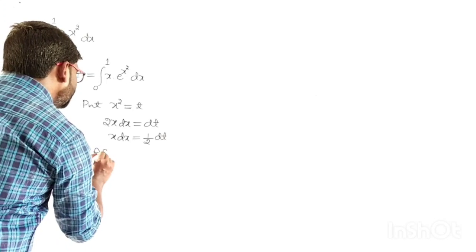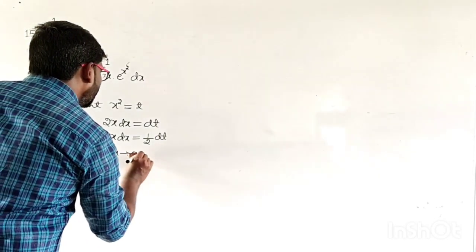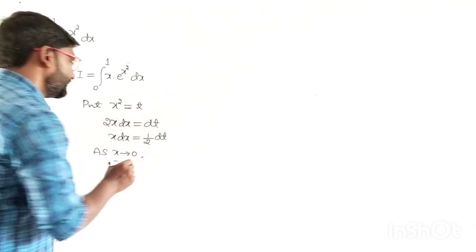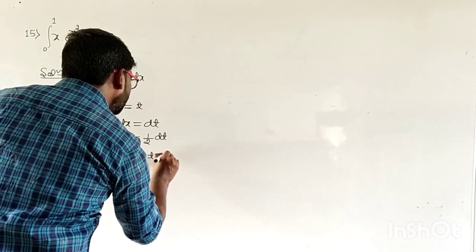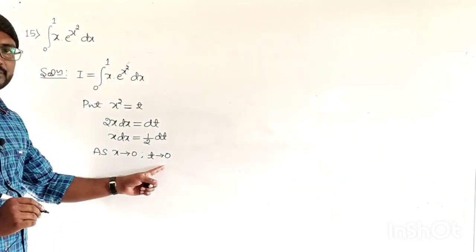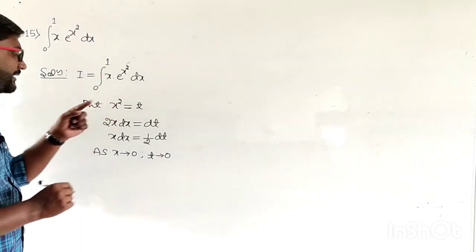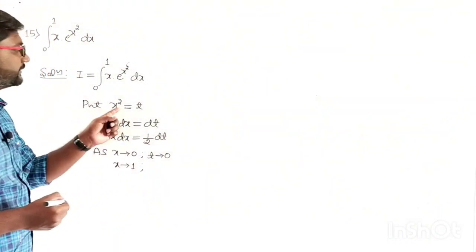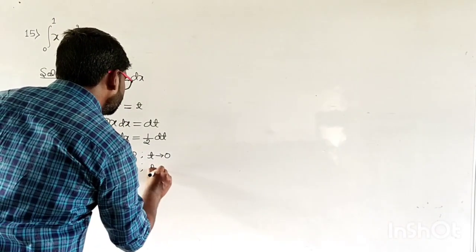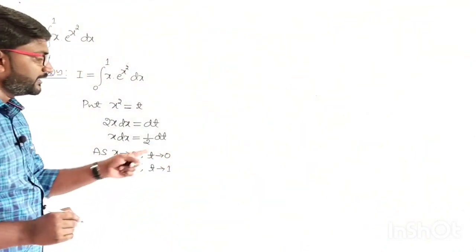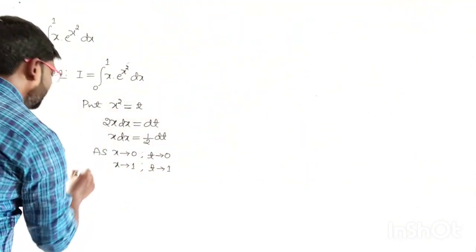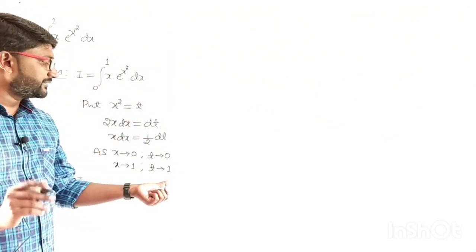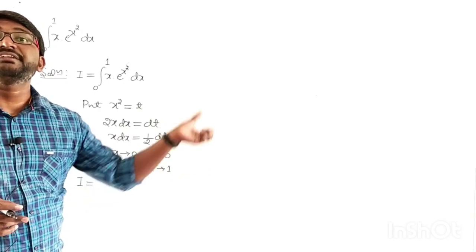As x tends to 0, that means put x equal to 0 here. So we get t equal to 0. As x tends to 0, t tends to 0. Then as x equal to 1, t is also 1. So these are the limits for the variable t. So now rewrite the integral. So in this problem we are getting the same limits. For the remaining other problems the limits may change.